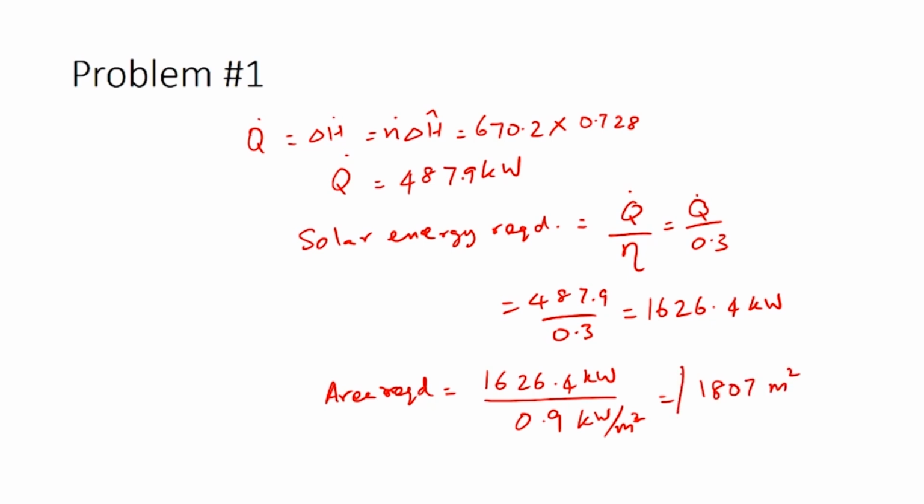1807 meter squared. So, we would require 1807 meter squared of solar panels for the given problem, so that we can heat air from 30 degree Celsius to 55 degree Celsius. So, the amount of air heated would be 1000 meter cube per minute. So, with this we have actually solved the energy balance problem, and we will move on to the next tutorial problem.